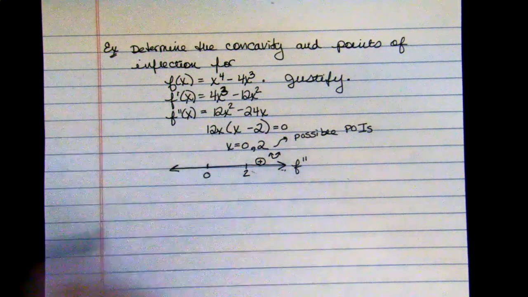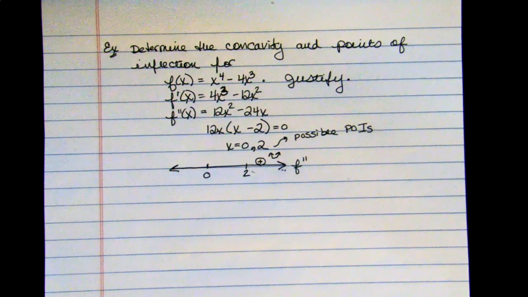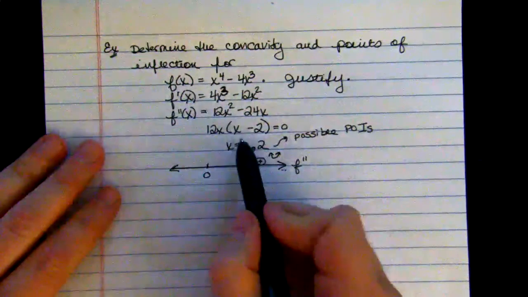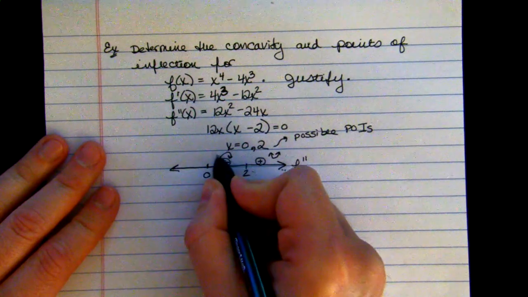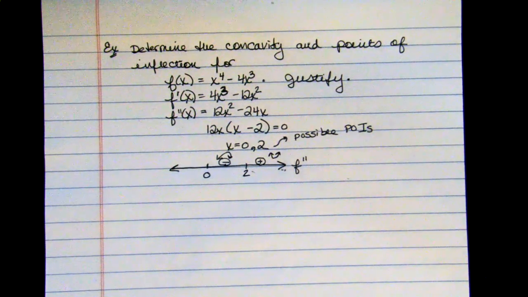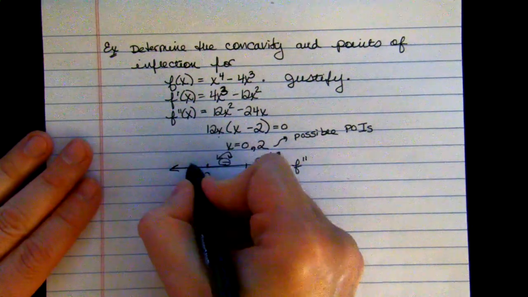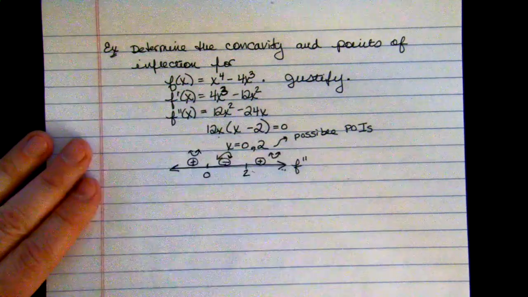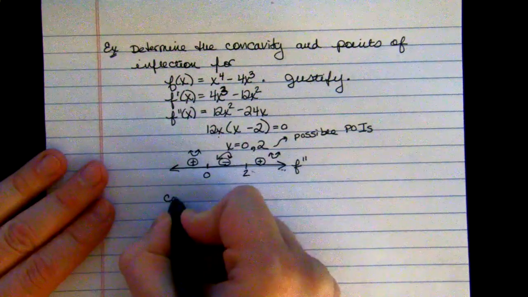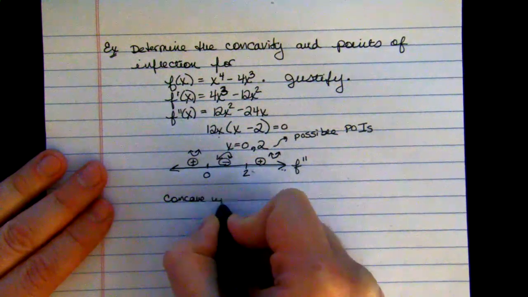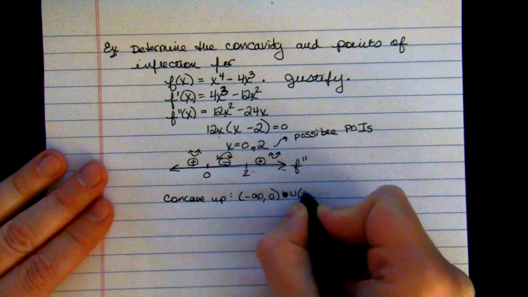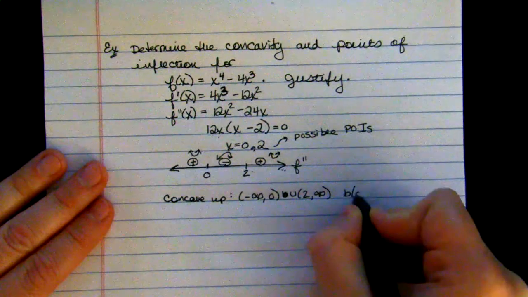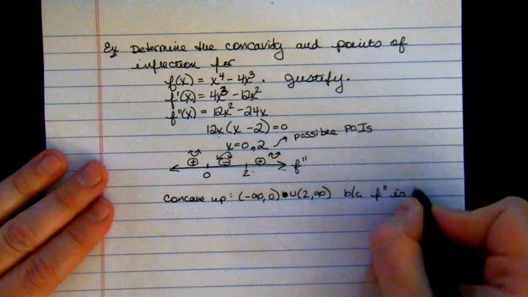When you plug in something between 0 and 2 to your second derivative, what do you get, positive or negative? Plugging in 1 gives me positive times a negative, which gives me a negative, so I'm going to be concave down over there. What about if you plug in negative 1? Is the second derivative positive or negative? Negative times a negative will make that a positive. So as far as the analysis goes, I am concave up from negative infinity to 0, and then between 2 and infinity, because f double prime is positive there.